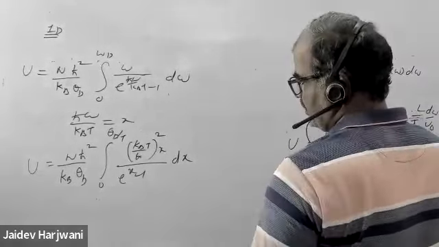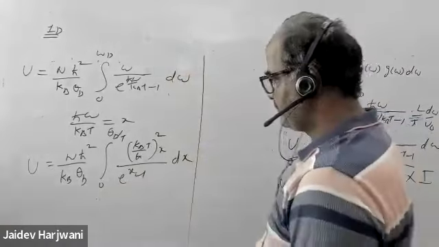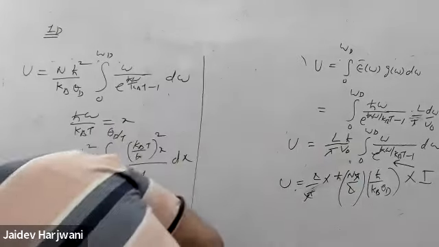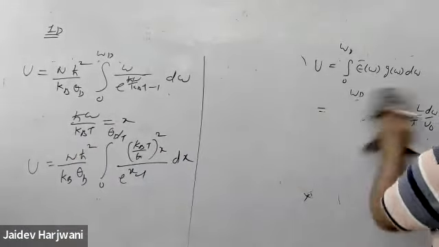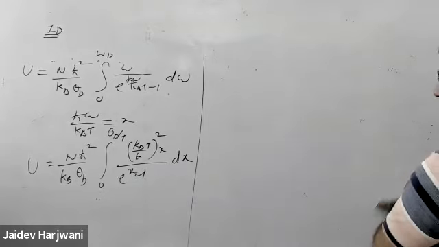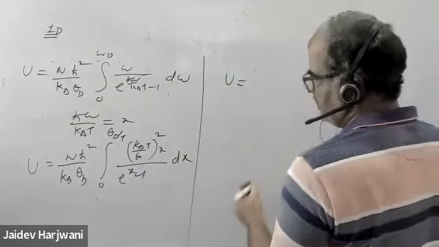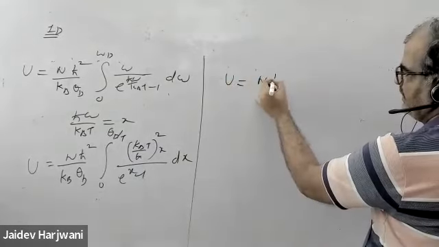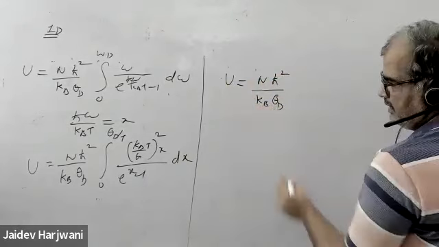So you people do it yourself. I'm doing the same thing, repeating again, nothing new is there. And if you solve the expression for energy, I have N ħ² kB θ_D.